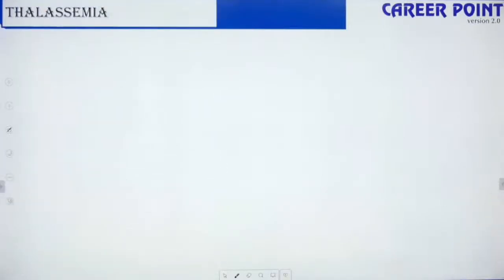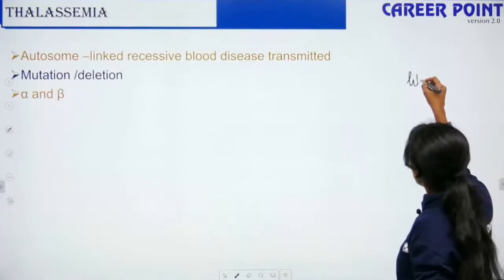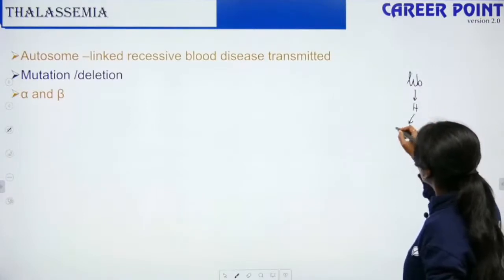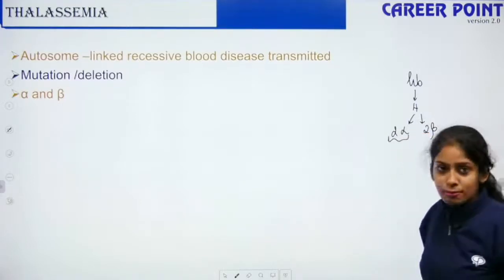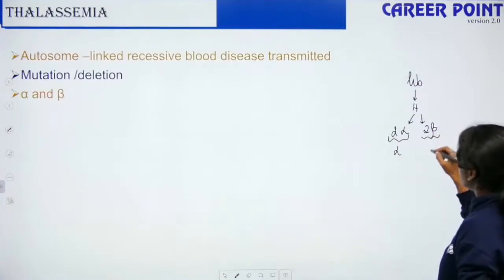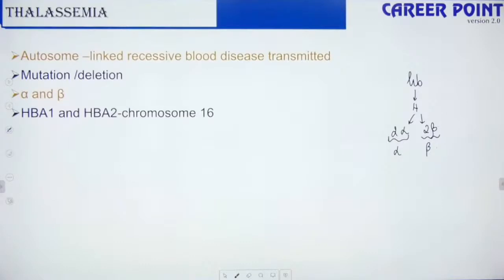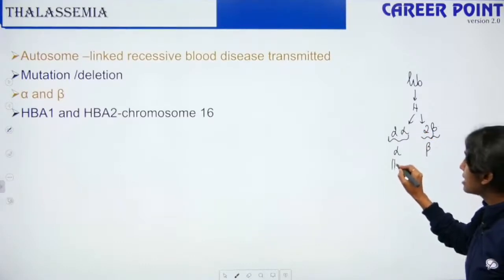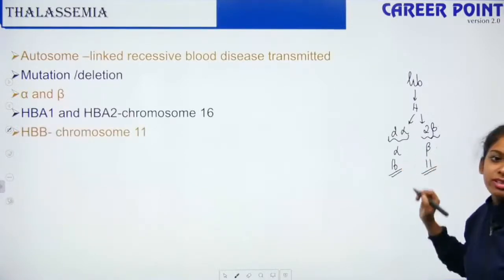Okay, so now the last disease in your Mendelian genetics, that is your thalassemia. An autosome linked recessive blood disease which is transmitted. So it is due to mutation or deletion. In your hemoglobin you have 4 subunits, right? You have 2 alpha subunits and 2 beta subunits. So when you have a mutation in the alpha subunit, you call it thalassemia alpha, but when you have a mutation in the beta subunit, you call it thalassemia beta. HbA1 and HbA2, so 2 alpha subunits are in the 16th chromosome, whereas the beta subunits are on the 11th. So please remember 11 and 16.